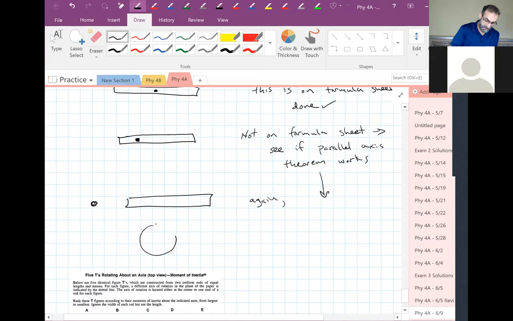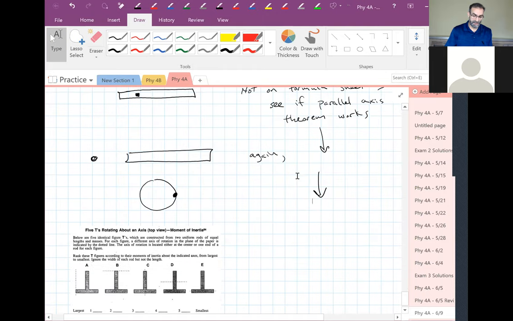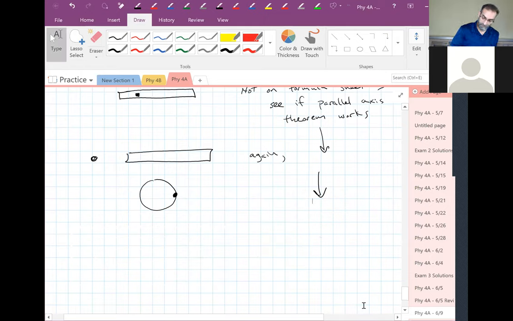Same with the disk. A disk rotating about this point. Again, the axis of rotation is within the boundary of the object, right? It's not outside of the object. It's within the boundary of the object, but you still need parallel axis theorem because that is not on the formula sheet. Or even this one.